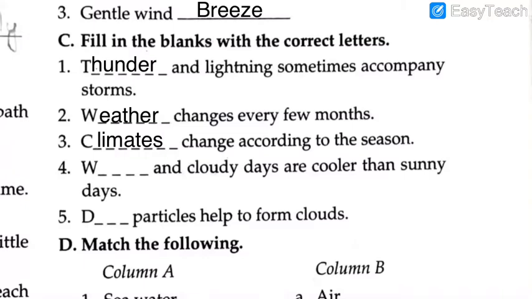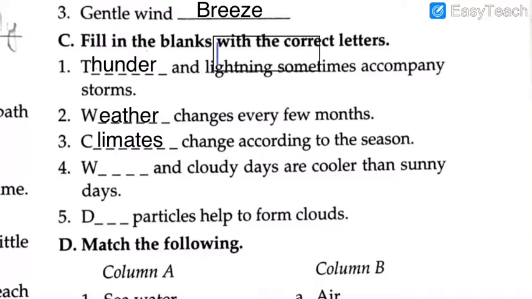Next, number 4. W dash and cloudy days are cooler than sunny days. So dash days are cooler than the sunny days. Your time to think the correct answer starts now. Please try to think the correct answer. 5, 4, 3, 2, 1, 0.